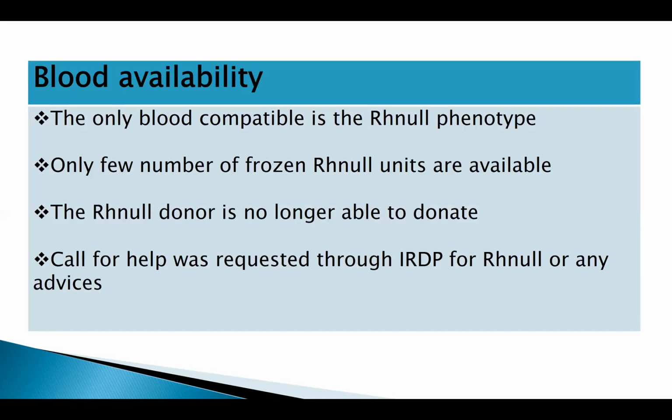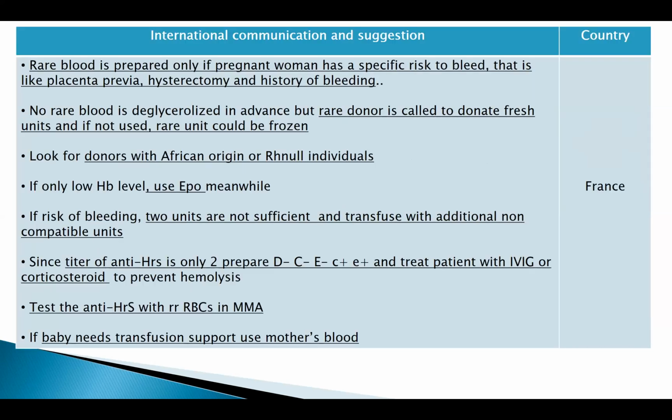The blood availability in Australia was only a small number of frozen Rh units, which would of course be the first option, but the donor who donated the Rh units could not donate anymore. So the blood service was concerned to save the unit for the donor. Therefore, the call for help was put to the Red ISBT working party for any other advice that could help with the patient. International communication started and suggestions came.